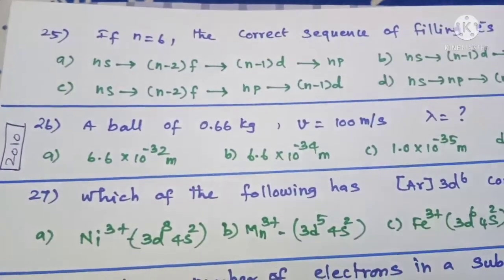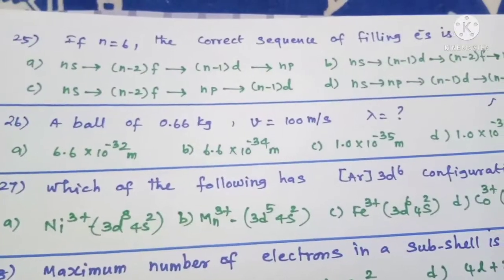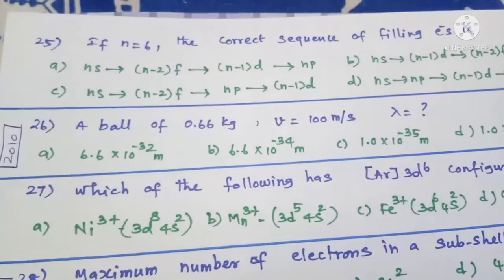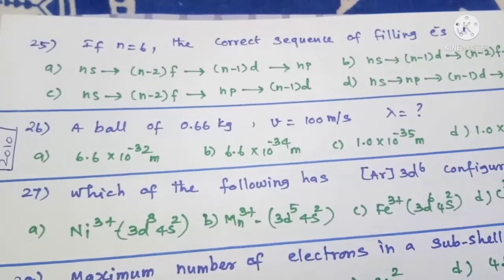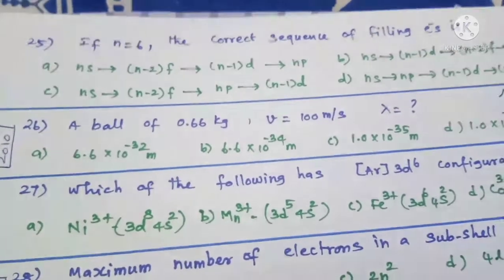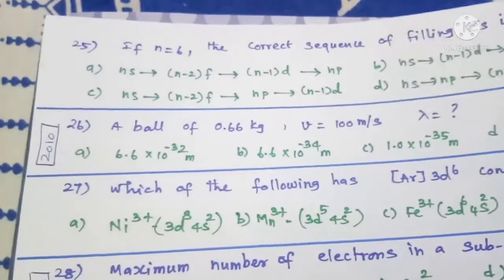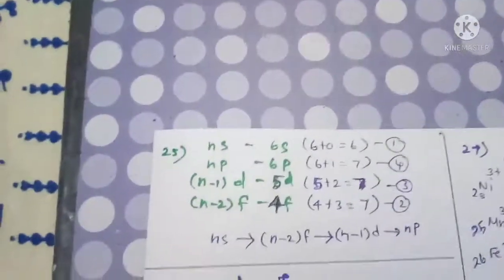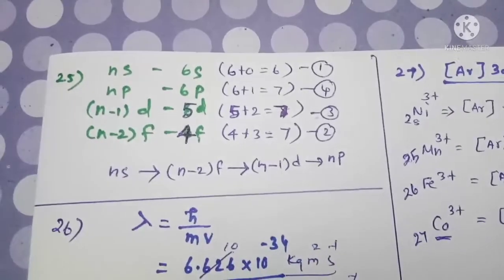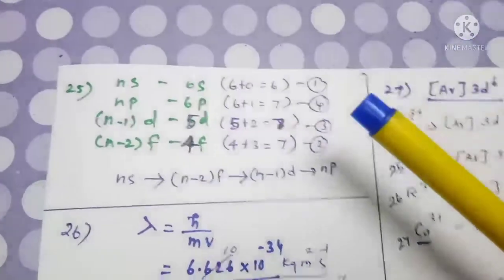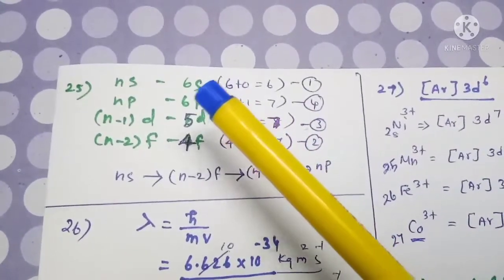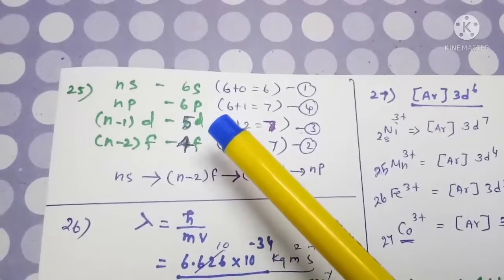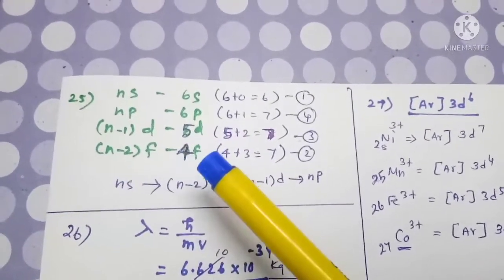Question number 25. If n is equal to 6, what is the correct sequence of filling of electrons in the given orbitals? You are given ns orbital, n minus 2 f orbital, n minus 1 d orbital, and np orbital. We have to write the exact correct sequence of filling electrons in these orbitals. This can be done based on the n plus l rule, the sum of principal quantum number and azimuthal quantum number. The n value is 6, so ns is the 6s orbital, np is 6p, n minus 1 d may be the 5d orbital, and n minus 2 f is the 4f orbital.